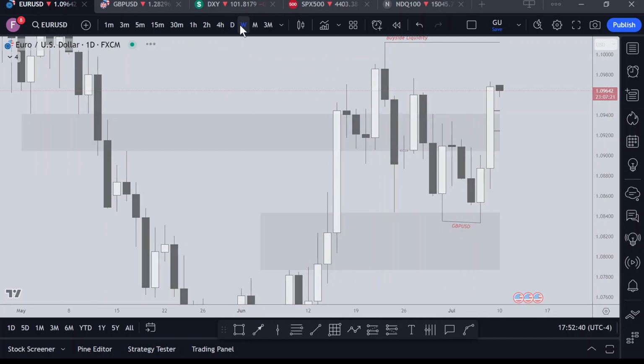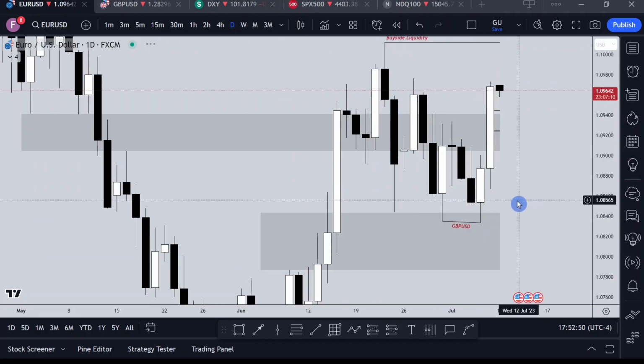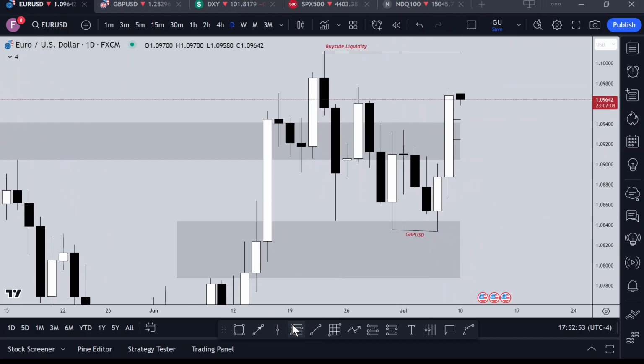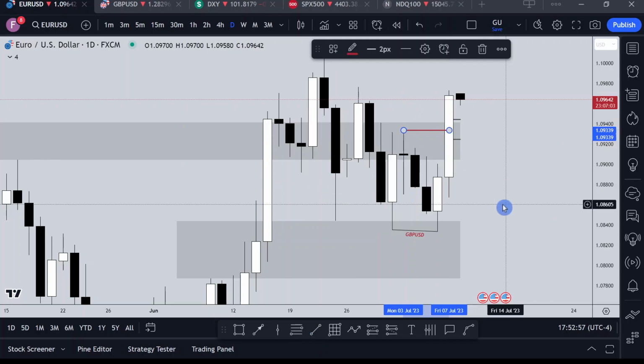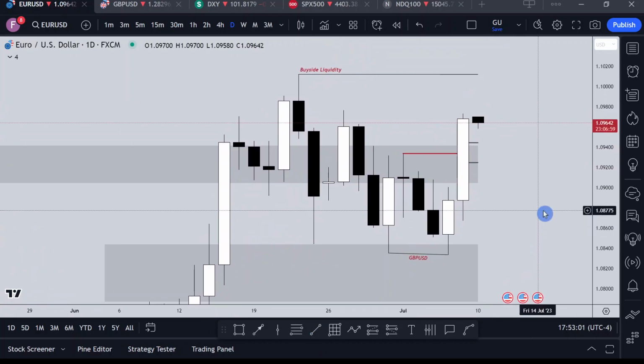Go back to the weekly. Like this, the weekly fair value gap. SMT divergence into the weekly fair value gap after sweeping this low on the daily chart, and then a shift in market structure on the daily chart. Right? So I am bullish on the euro dollar. As I said, if I'm bearish on the dollar index, I mean I'm bullish on the euro.